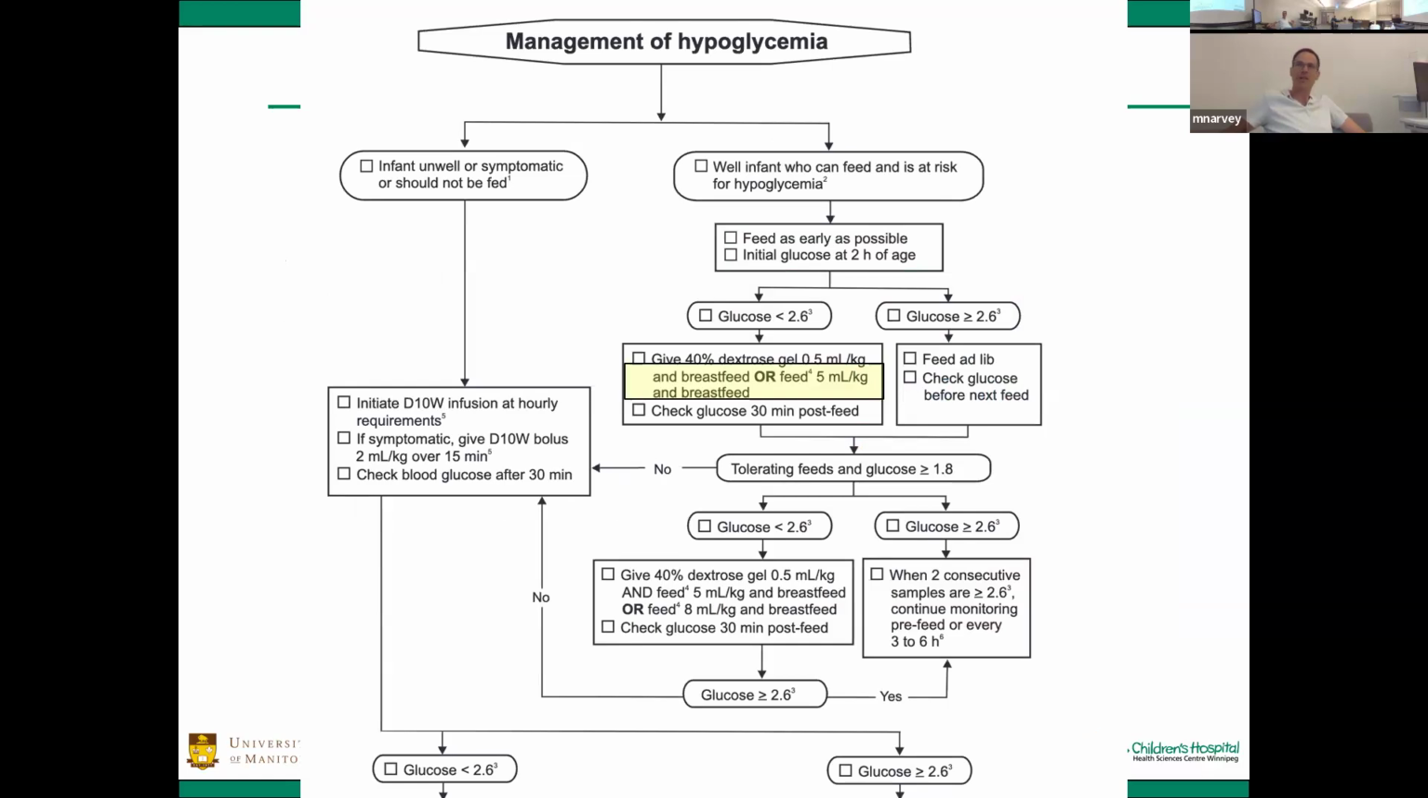I've highlighted in the middle there, and in the interest of time we won't go through it all, except to say that when you're giving dextrose gel, you must give it with some milk. Okay? It doesn't work as well if you just rub it in the cheek. And just as an interesting tidbit, when you give dextrose gels, you're actually giving exactly what you would give in a bolus. Okay, because 40% of a 0.5 mL per kilo dose of dextrose gel is 200 milligrams per kilogram of dextrose. Same thing that's an IV of 2 mL per kilo of D10.